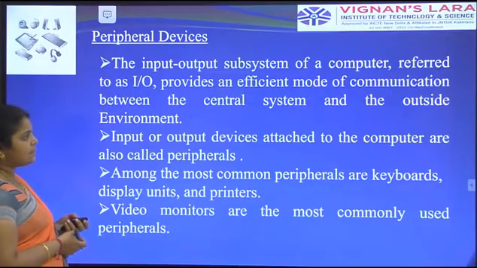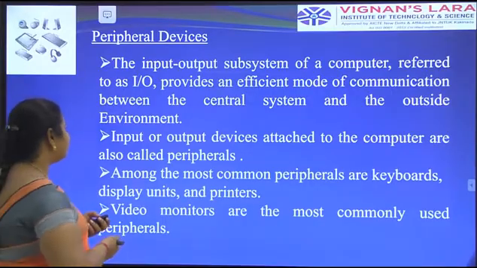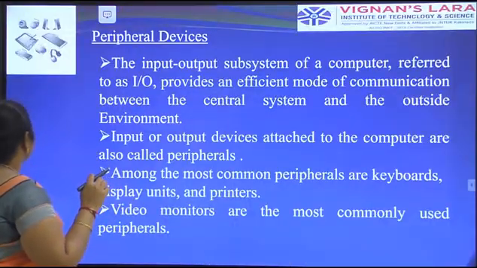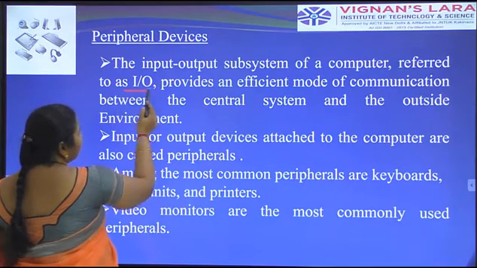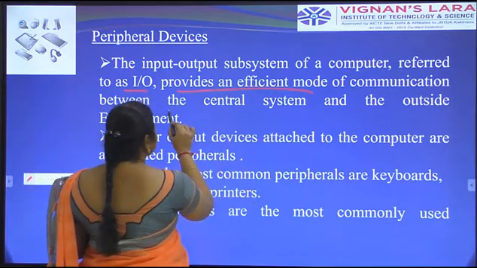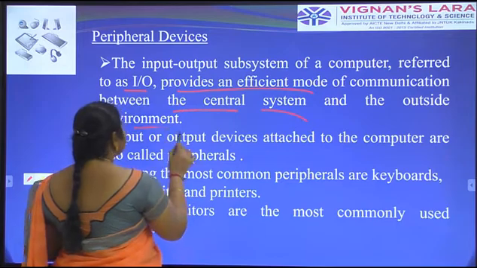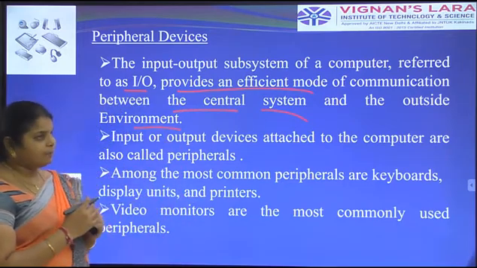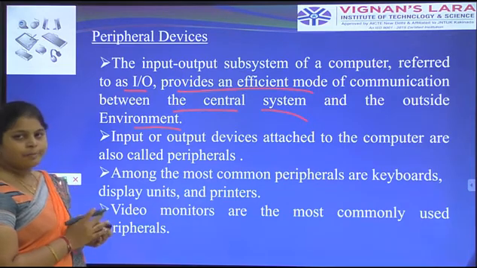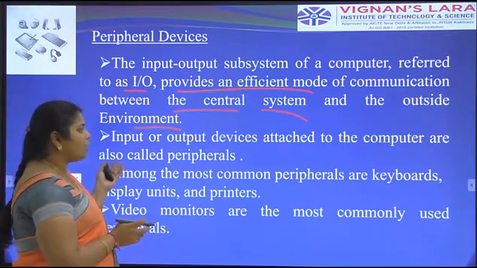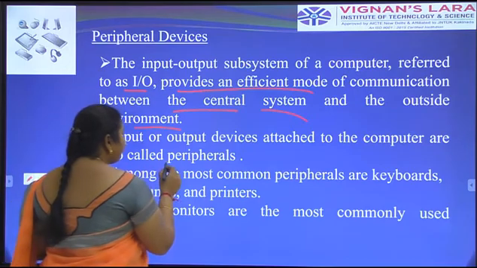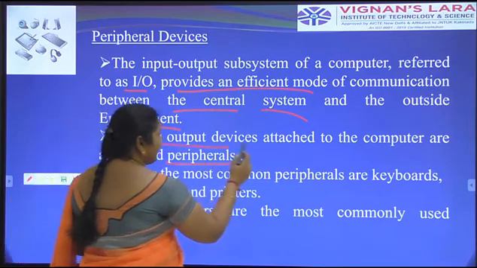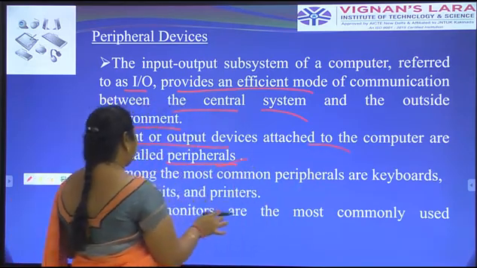The input output subsystem of a computer, referred to as IO, provides an efficient mode of communication between the central system and the outside environment. Input and output devices are used both inside and outside the environment of the computer. Input or output devices attached to the computer are called peripherals. What is the definition of peripherals? Input and output devices attached to the computer are nothing but peripheral devices.